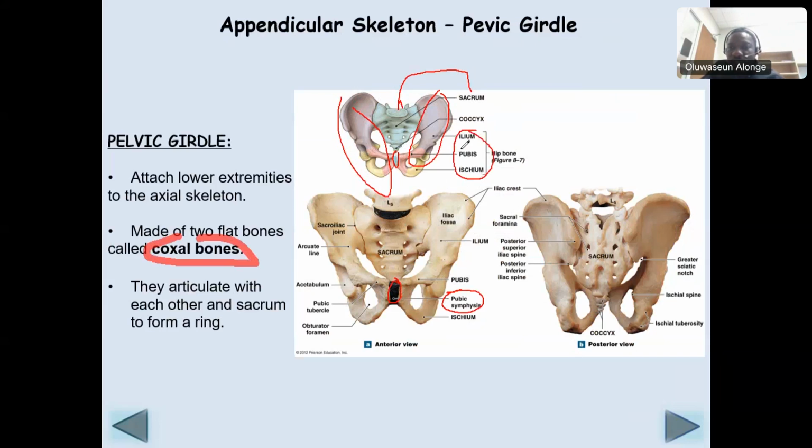Ilium, and if you look at the name, you can think about it as hip as well. Ilium, ischium, and pubis. Those are the bones that make the hip bone. The ilium is the largest bone. The anterior one is the pubis, and this ring, the posterior one, is the ischium.